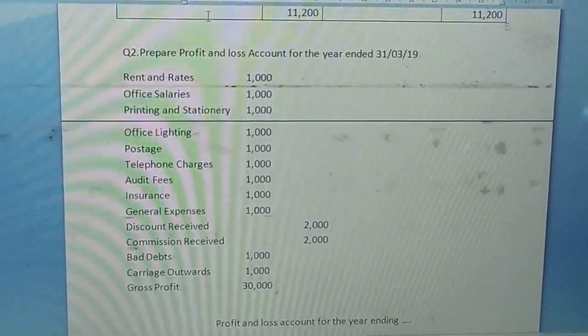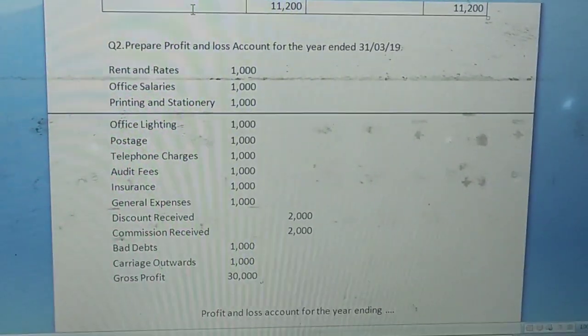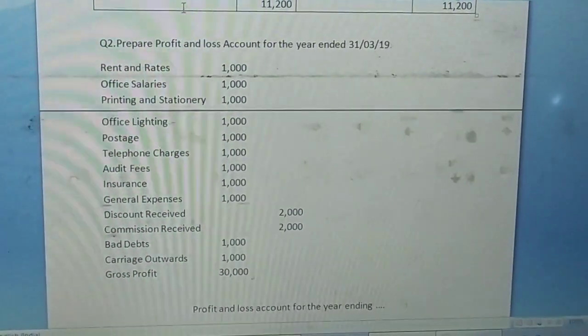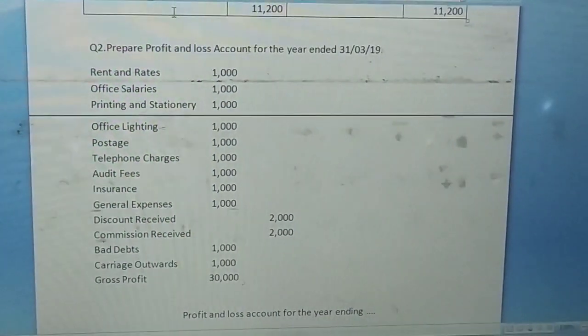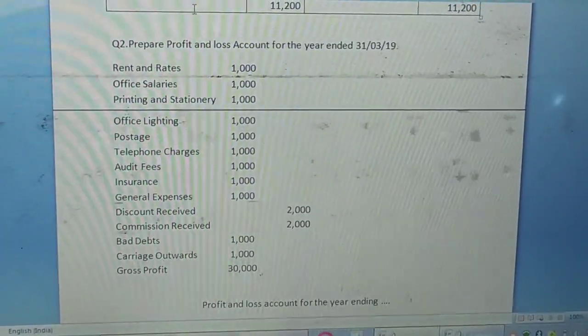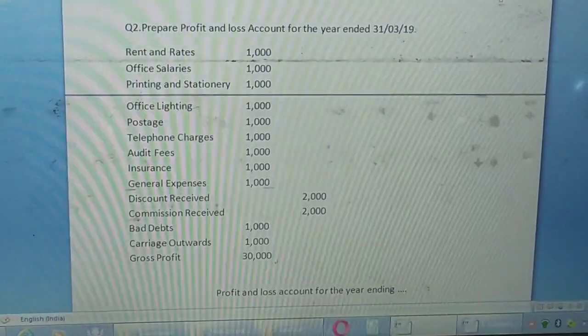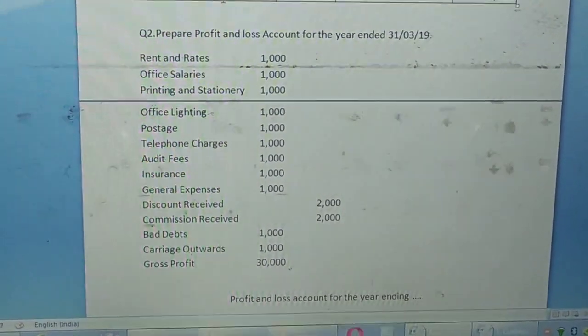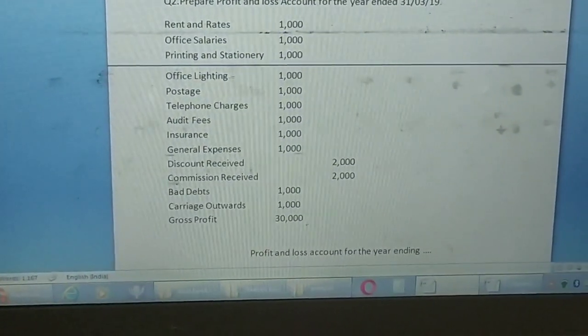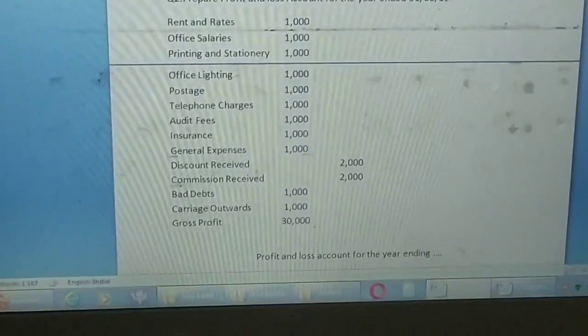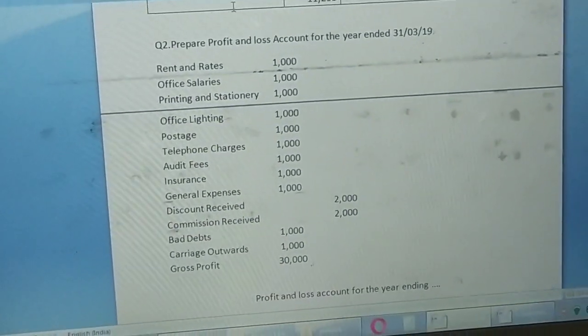Moreover, you should understand the meaning of some items. Rent and rates is the rent or the rates which we are paying. Office salary is the salary to the office workers. Printing and stationery, that is the stationery or printing charges. Lighting, that is the office lighting. Postage, that means envelope charges and other postage charges. Telephone charges, that is telephone fee, telephone bill.